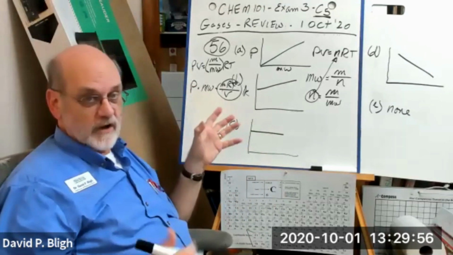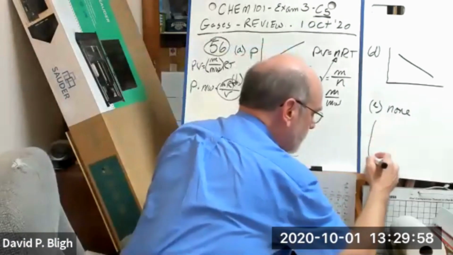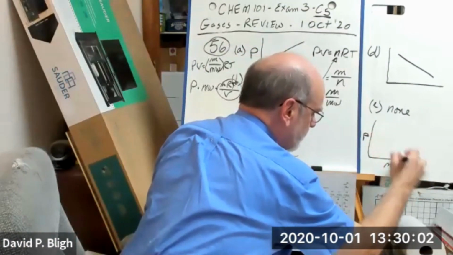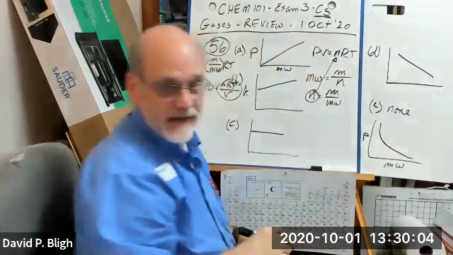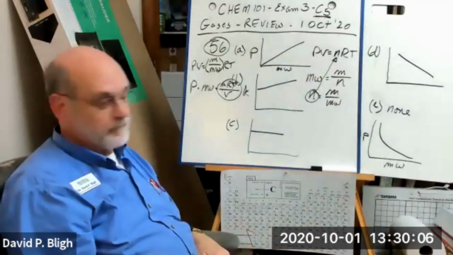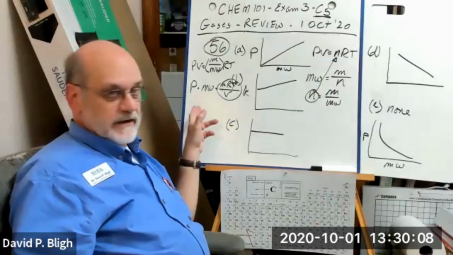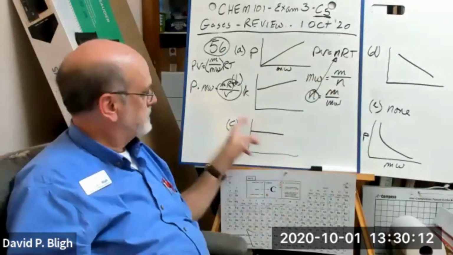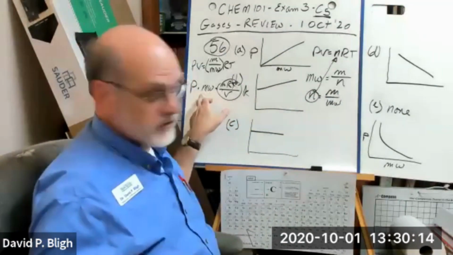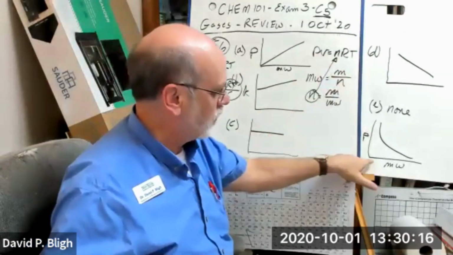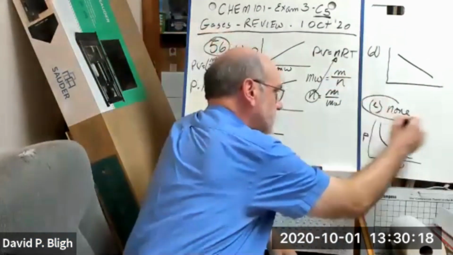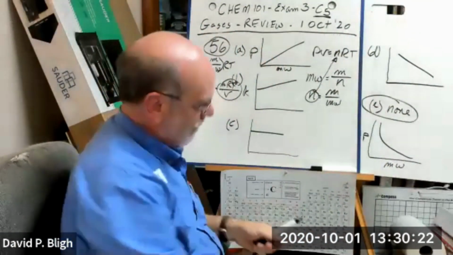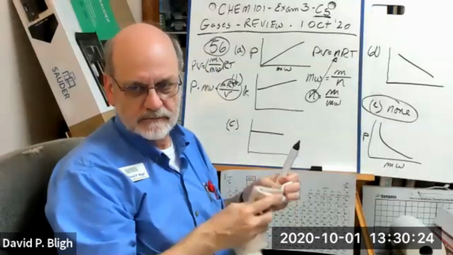And what does Boyle's law look like? Looks like a hyperbola, doesn't it? So that means that none of these are accurate. None of them tell us what this relationship is in a graphical form. So that's why E is the answer. None of them work. Did I lose anybody?